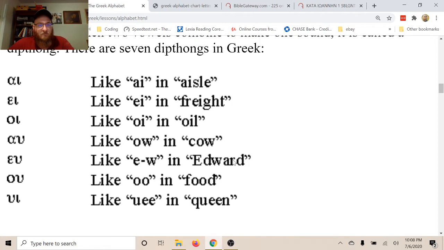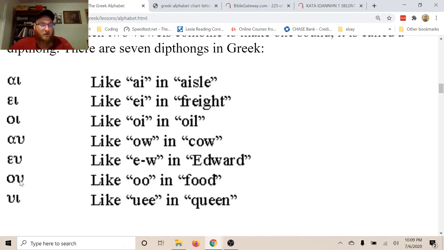I don't know what this person's doing. This is the exact awkward, terrible way to teach this. It's more like the EU in feud, right? Feud is spelled F-E-U-D. And you go, yoo, right? Feud. That makes way more sense. I don't get this at all. How would you get U out of Edward? E-W. Okay. I don't know what's going on with that person.